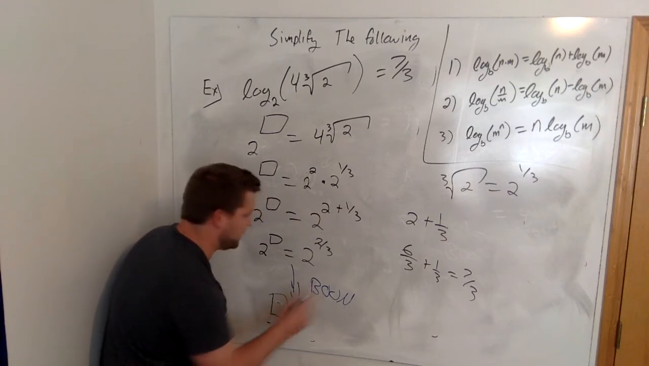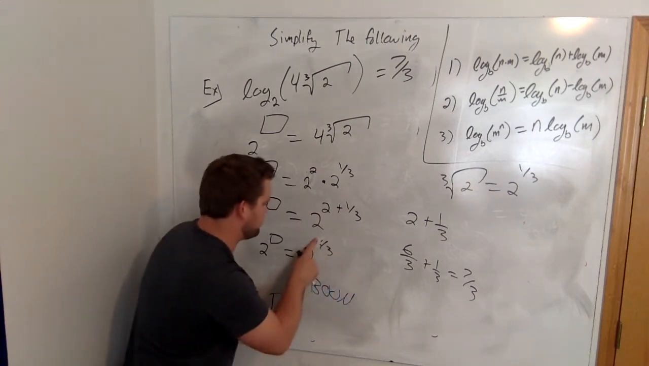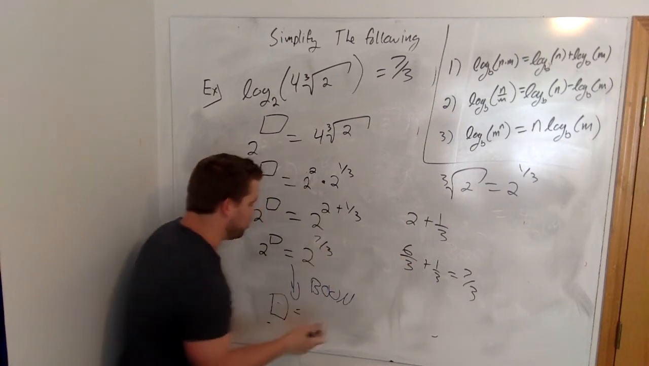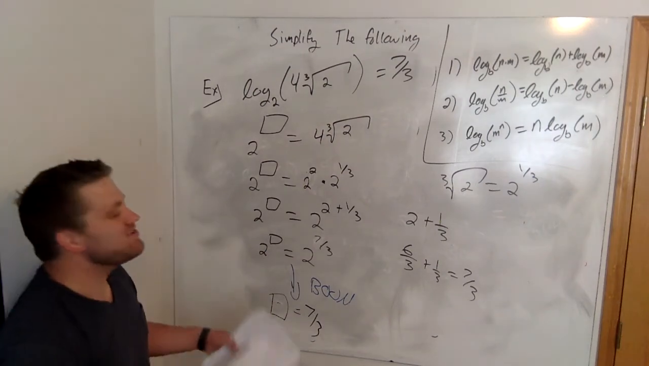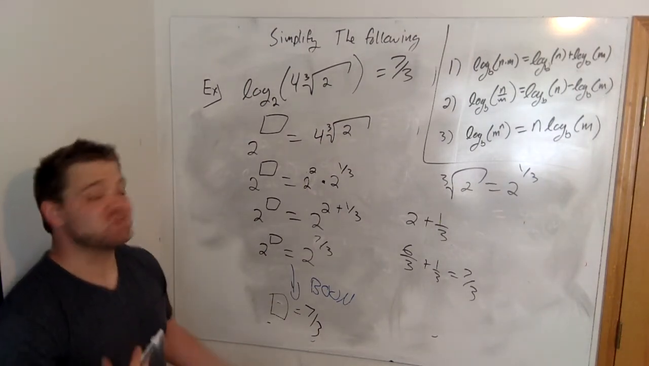I'm sorry, why did I write 2/3 here? It's 7/3. Drop the base. The blank is 7/3. Same answer. There's a deep connection between exponent rules and log rules.